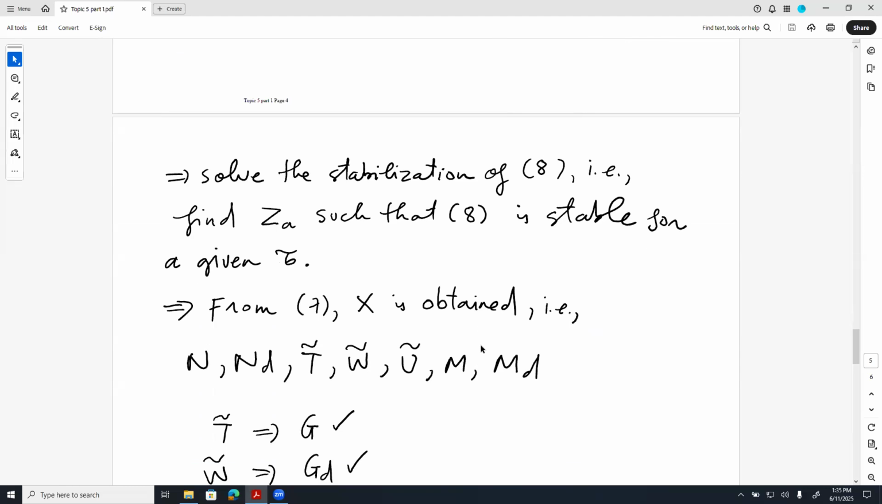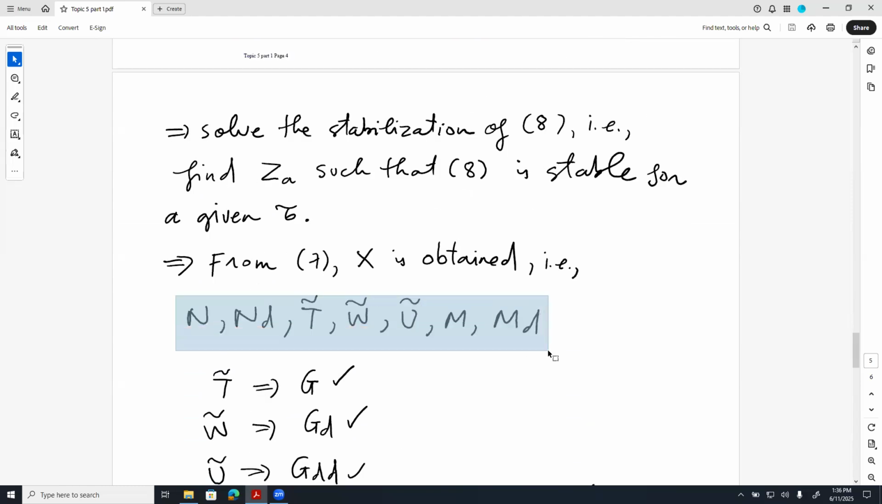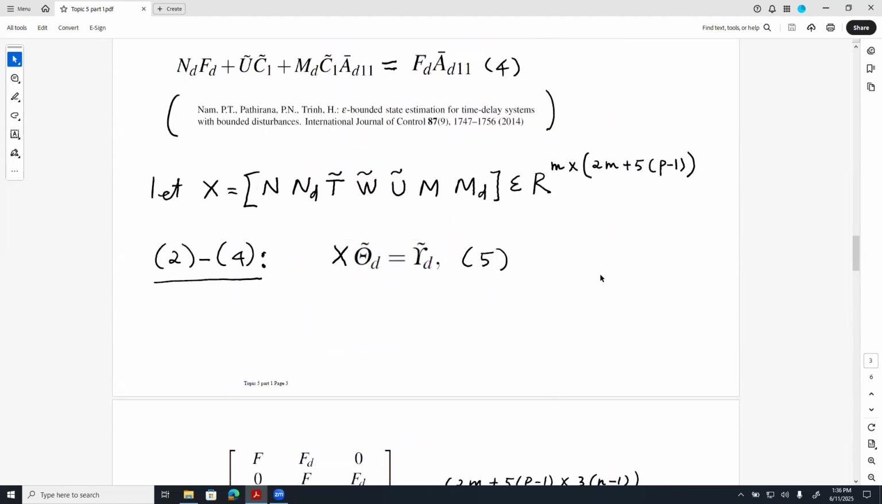Okay, and so once that's done, we then extract all those matrices from X. For instance, if I want to extract this matrix T tilde out of X, then by looking at the positioning of this, it will come from the block of columns, which is basically the first 2m, and then the next p minus 1 columns would belong to T tilde. Okay? And so on.